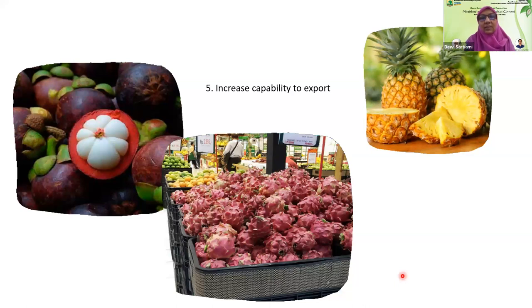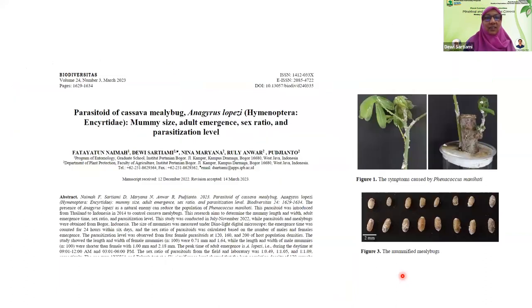And last, we need to increase our country's capability to export. So please do many researches and studies on mealybugs that cause rejection of our commodities. If we can do that, then the increase of export will be counted as income, devisa, for our countries. I think that's all.